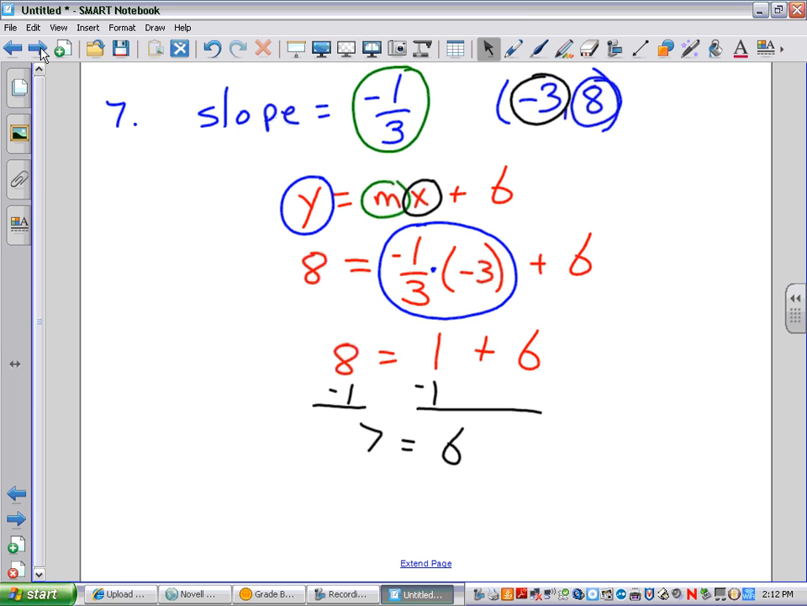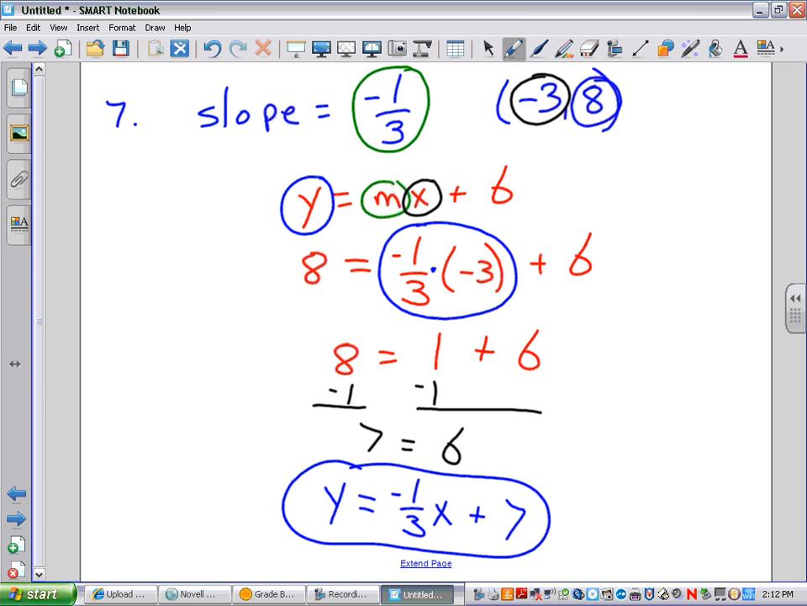But that's not my answer. I don't have my answer in slope-intercept form. My final answer would be y equals m. But remember what m is? I have it circled at the top. Negative 1/3 x plus b. Now what was b? I just found it. It's right above right there in black. 7. And that would be my answer.